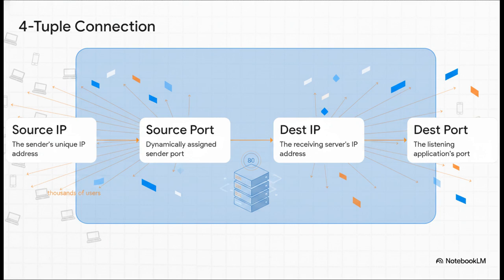So here's the crucial part. How does a busy server differentiate multiple users connecting at the exact same time? It tracks a precise 4-tuple connection formula. Imagine thousands of users hitting a single web server on port 80 simultaneously. Why doesn't the server just crash and burn from confusion?